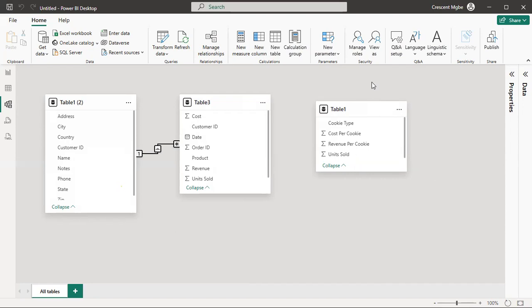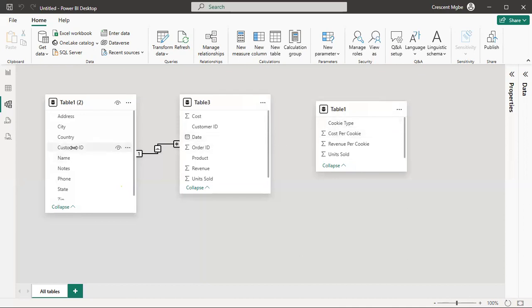Can you rephrase? I'm saying that if you look at table 1 with 2 in the bracket and table 3, you see that there's customer ID in both of the tables. That is what is connecting them. That's the link between the two tables. But then if you look at table 1 on the left, the third one, there's nothing that is connecting them. So there will be no connection between the two of them. In other words, there's no common column. Okay. There's no common column, right?